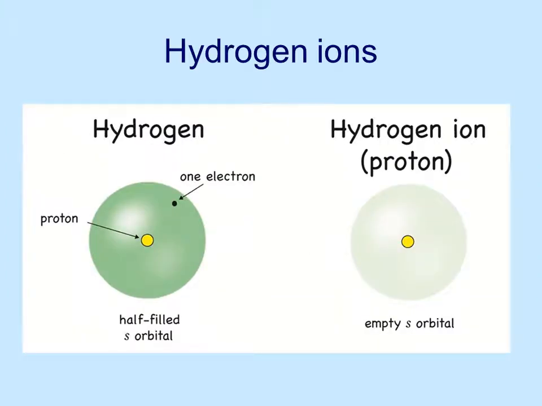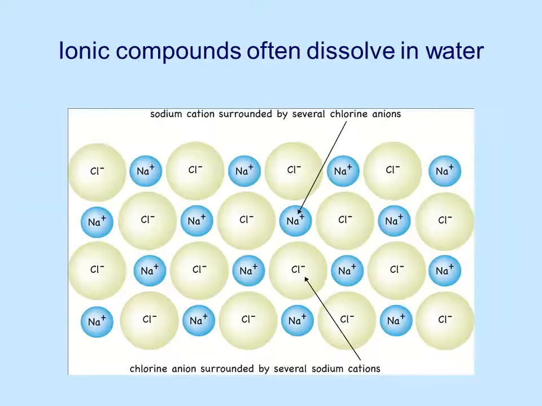Hydrogen ions are kind of a unique thing, and we'll be talking about them later when we get to acids and bases. The hydrogen atom has 1 electron and 1 proton, so it has a half-filled s orbital. When it gives up that electron, it has an empty s orbital, and that has some interesting implications in terms of how hydrogen behaves. When hydrogen forms covalent bonds, that 1 electron is shared with other atoms.